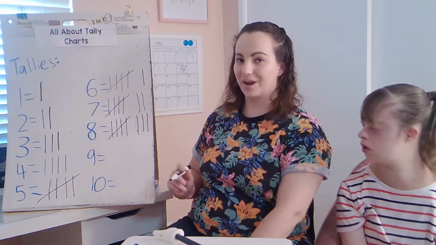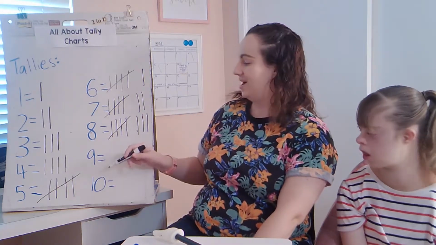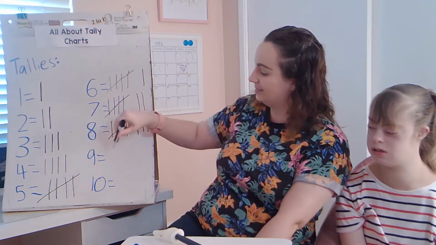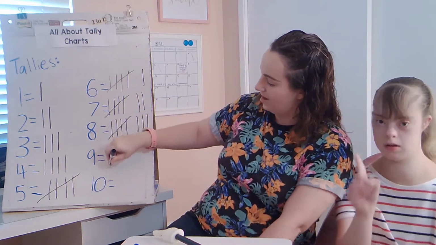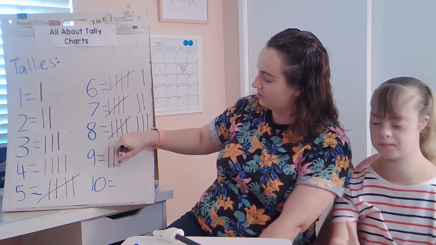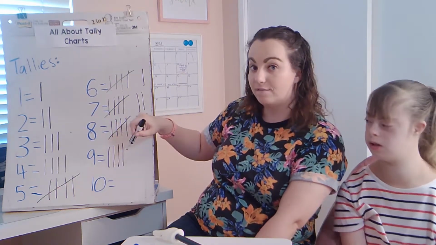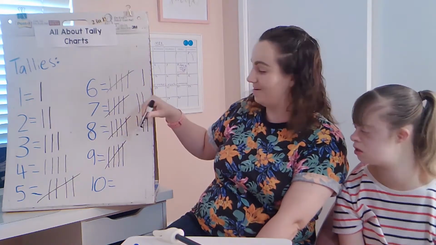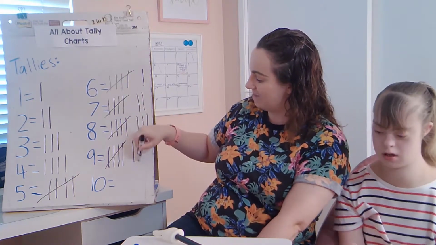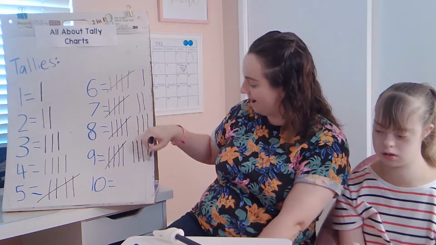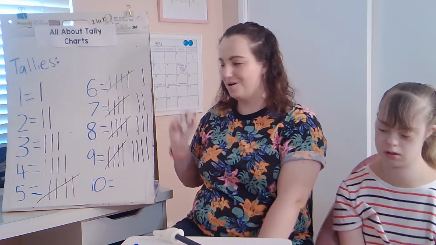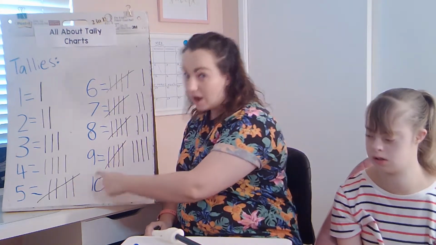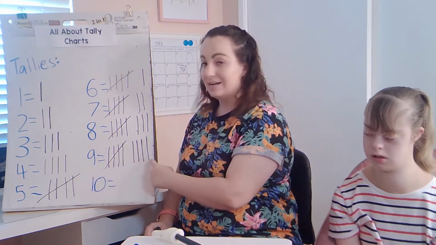Let's keep going, okay? We're going to review up to 10. Now we have number 9. Once again, let's count up to 9 in tallies. We go 1, 2, 3, 4. 5 is special. Go across. 5. Then keep counting. 6, 7, 8, 9. Awesome. So 9. 1, 2, 3, 4, 5, 6, 7, 8, 9.